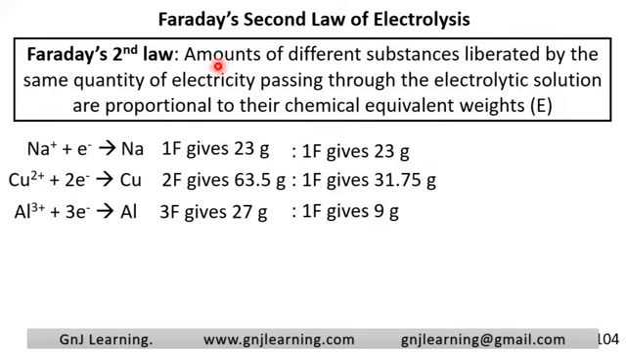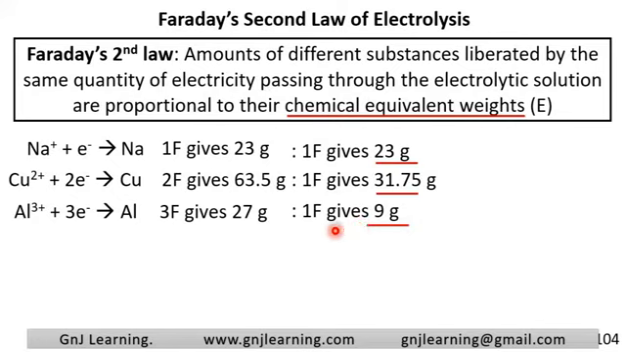So again, we will read it. The amounts of different substances liberated by the same quantity of electricity passing through the electrolytic solution are proportional to their equivalent weights. That means the masses given here are called the chemical equivalent weights. If I pass the same quantity of electricity, 1 Faraday, I will get the chemical equivalent. So all these underlined in red are called the chemical equivalent weights of their respective elements. For aluminium it is 9.